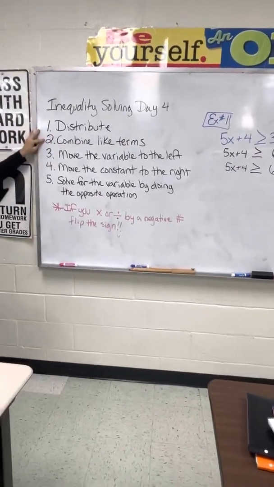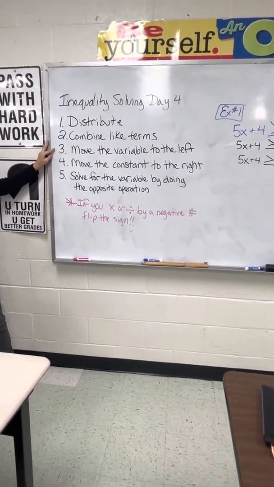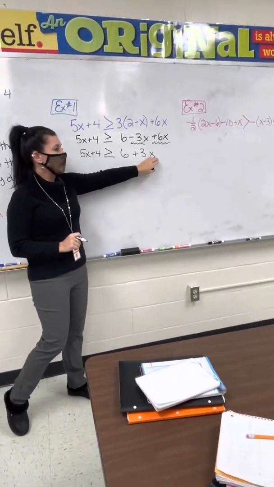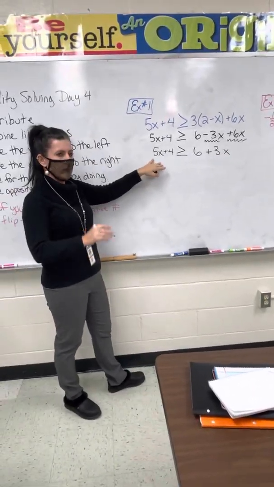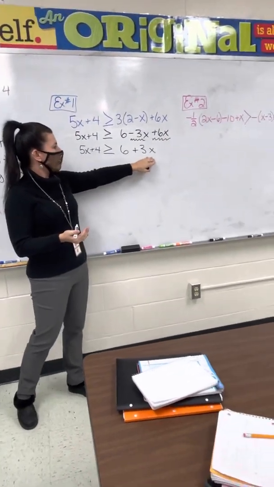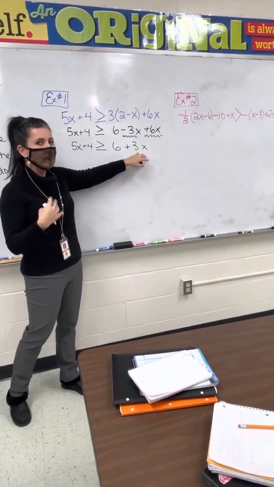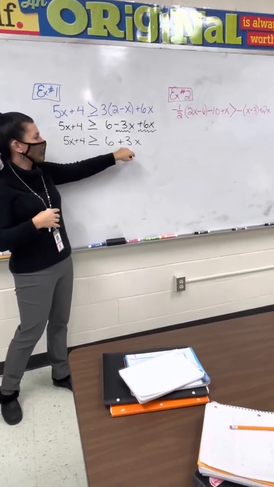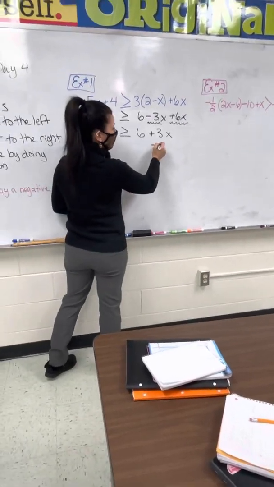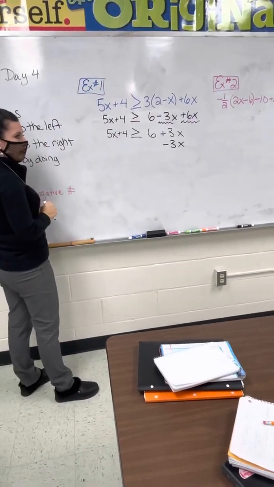I combined like terms. Moving on to the third step, it says move the variable to the left. Here's my variable. I'm going to move it over here. This is where you ask yourself those questions. What are we moving? We're moving the plus 3x. How are we going to do that? We're going to do the opposite operation. Right now it's adding. The opposite is subtracting, and that's how we move it. So I'm subtracting 3x to move it to the left-hand side.